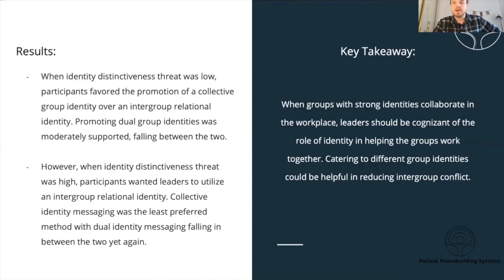And so the key takeaway here is that when groups with strong identities collaborate in the workplace, leaders need to be cognizant of the role of identity for each of those individual groups and helping the groups work together. Depending on how a leader structures this, it can lead to more or less intergroup conflict. So being aware of this is important because it can reduce intergroup conflict and make groups more productive. So that's what we have for this study.